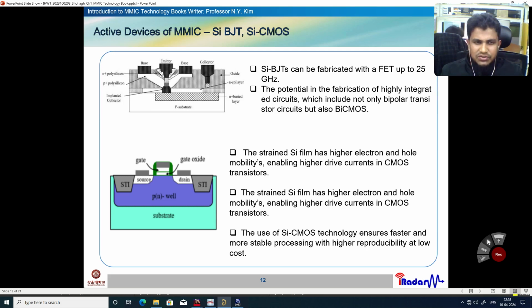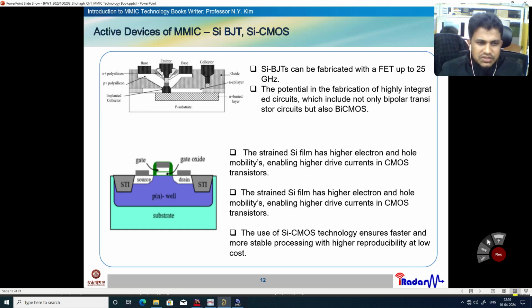This one is used actually in CMOS, and gallium nitride and gallium arsenide are actually used in our simulation software ADS. We are using that for designing power amplifiers, low noise amplifiers, that type of device. So silicon bipolar junction transistors can be fabricated with FET up to 25 GHz, and there is potential in the fabrication of highly integrated circuits, which include not only bipolar transistor circuits but also CMOS.